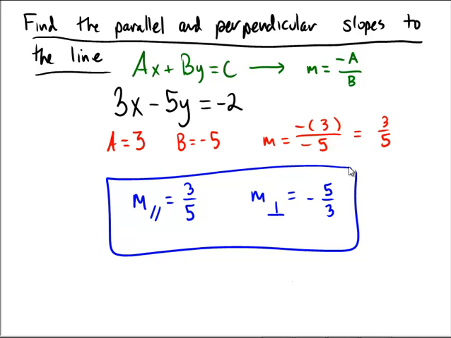So those are the two answers to this problem. M parallel, the slope parallel, is 3/5, and the slope perpendicular is the reciprocal, 5/3, with a negative sign, or the opposite sign.